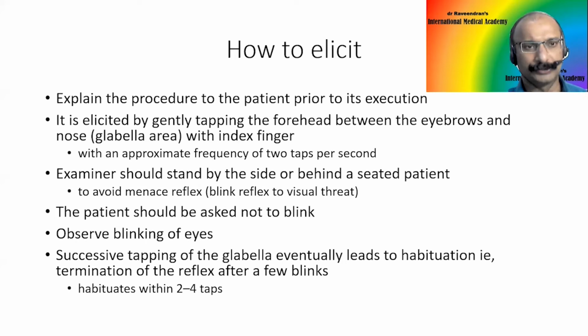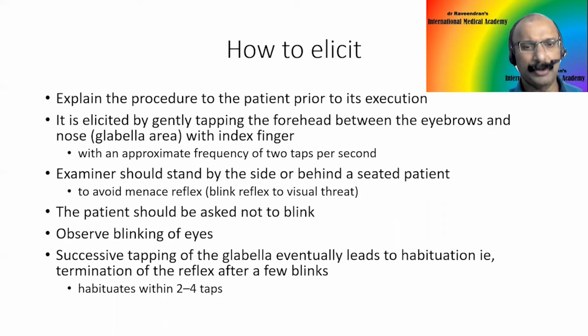How to elicit the reflex? First, explain the procedure to the patient prior to its execution. It's elicited by gently tapping the forehead between the eyebrows and nose, that is the glabellar area, with the index finger at an approximate frequency of 2 taps per second. The examiner should stand by the side or behind a seated patient to avoid the menace reflex, that is, blink reflex to visual threat. The patient should be asked not to blink. Observe the blinking of the eyes.